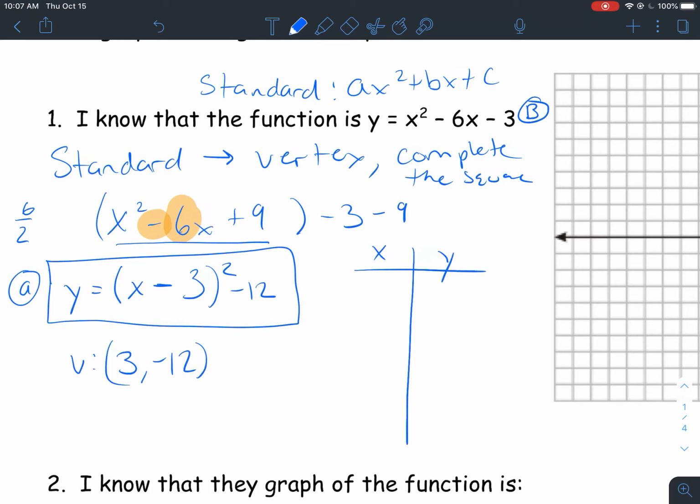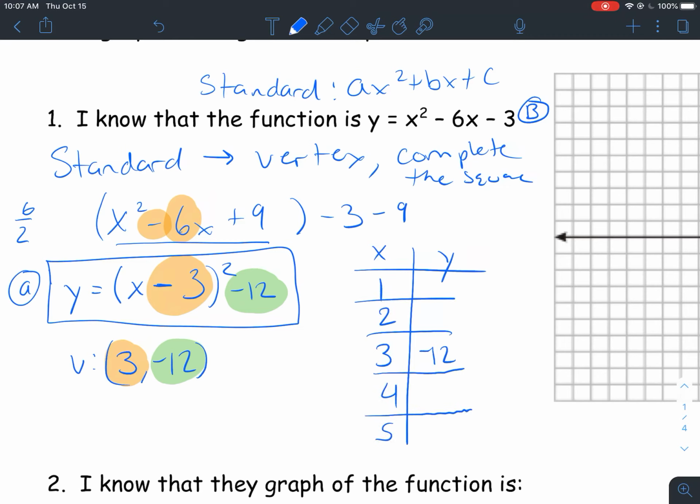If you don't know how I got that, your vertex is always, the x value is the opposite of this number. And then whatever this number is, it keeps its sign. So it's going to be 3, negative 12. So let's put that in the middle of our chart. And then we're going to get 2 and 1, and then 4 and 5.